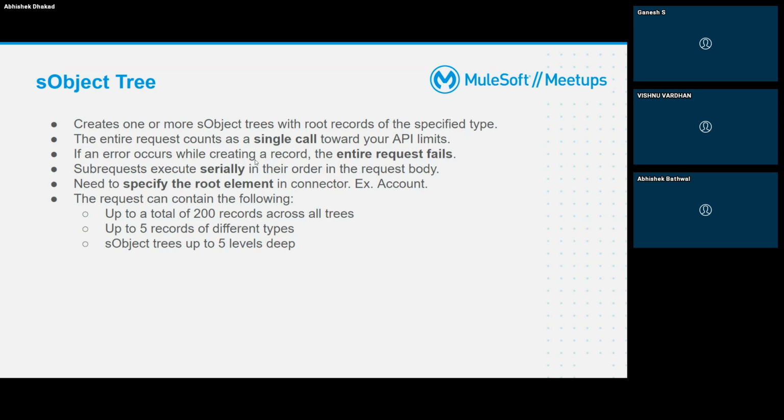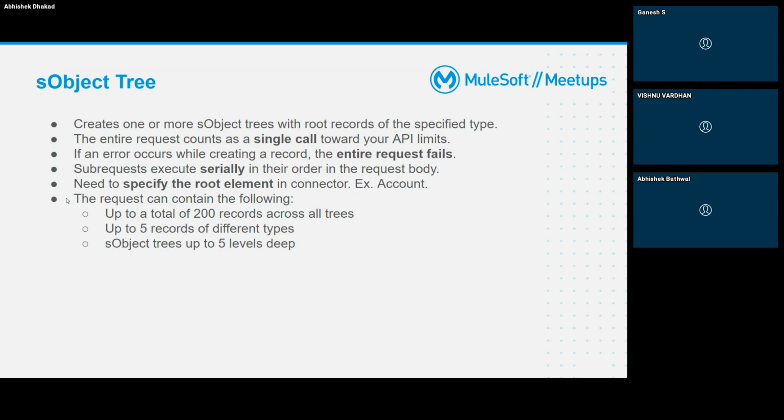If an error occurs while creating the record, the entire request fails. Then sub requests execute serially in the order of the request body. The way we specify the sub requests one after another, in that order only they execute. We need to specify the root element of the connector, for example account. This we will see in the demo.